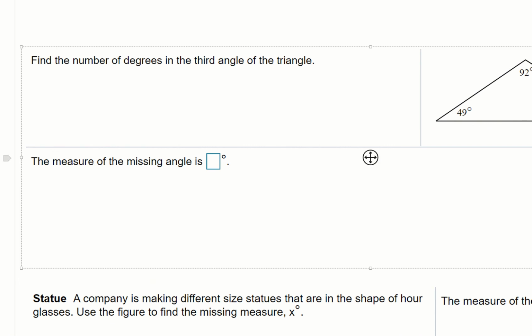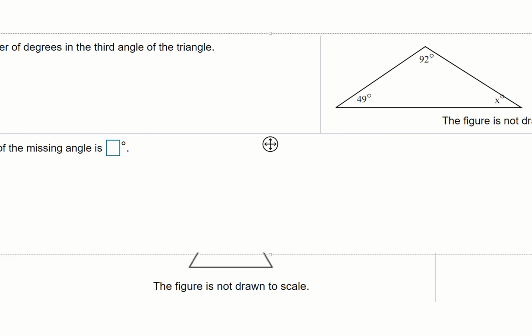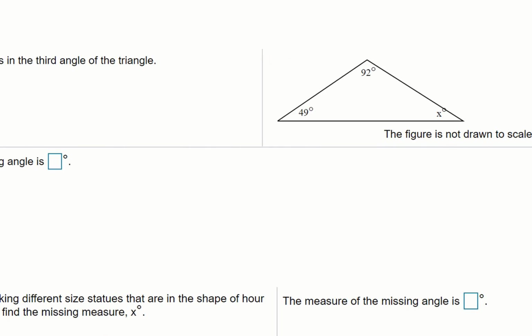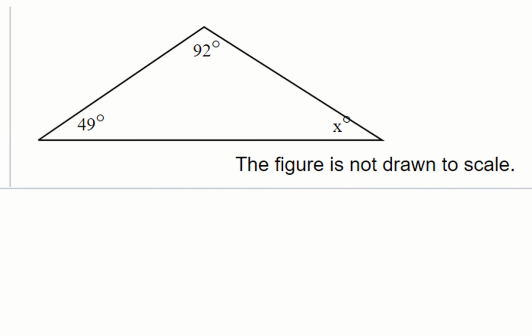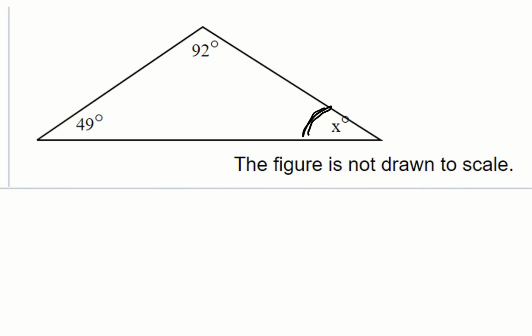Find the number of degrees in the third angle of a triangle. So we have a triangle here, and we want to figure out the third angle. Well, this one's not so bad. The 3 angles in a triangle have to add up to 180, right? So we have x plus 49 plus 92 equals 180. They have to add up to 180 by the triangle angle sum theorem. So we add those together.